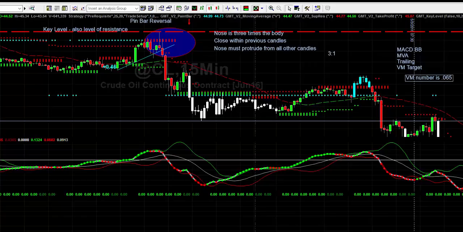So that's just a little bit of touching base on the pin bar again. We're going to talk a little more about it on Wednesday night. I'm going to go through a lot of examples of when not to take a pin bar.